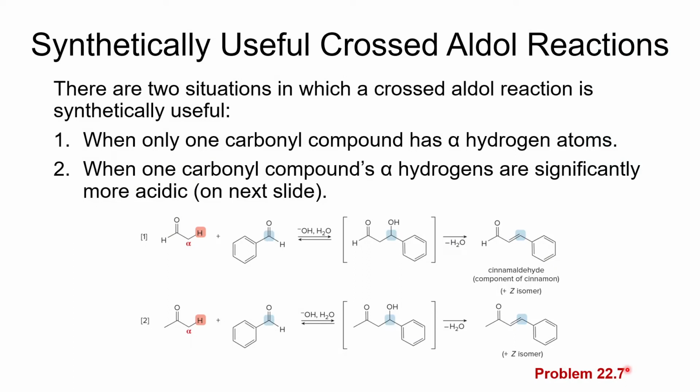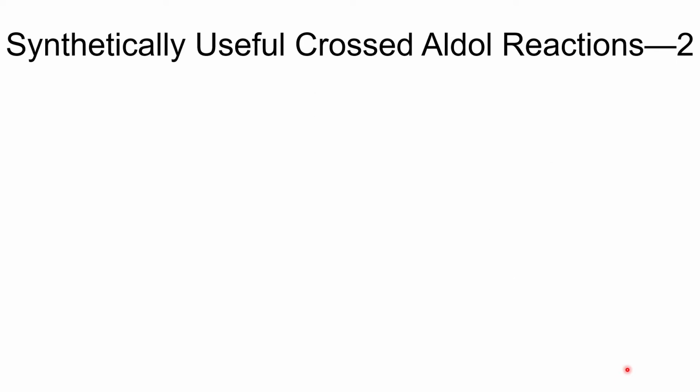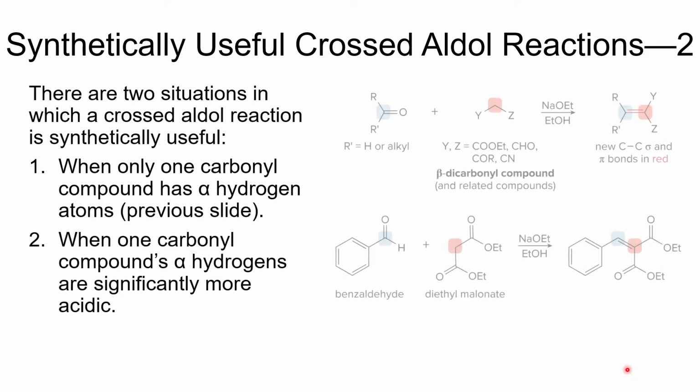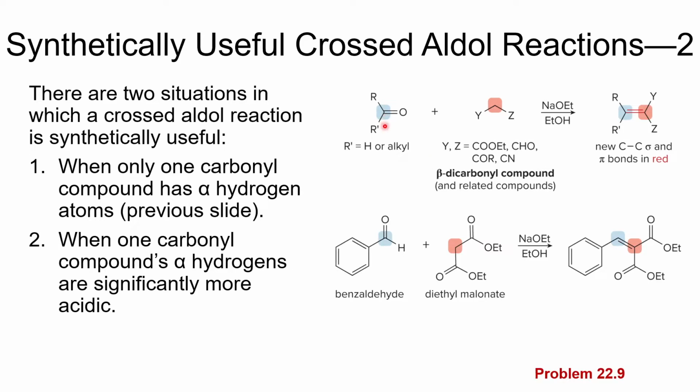All right, so now we're going to look at another synthetically useful aldol reaction, and this is where we're going to have one that is significantly more acidic. So that's what this page is, the one where it's significantly more acidic. If we have an aldehyde that does have an alpha hydrogen on it, that's fine. If we pick a compound that is a beta dicarbonyl compound or similar type compound, then the hydrogens there are significantly more acidic. Instead of having pKa's at around 17 to 19, we have pKa's more in the 9 to 13 range.